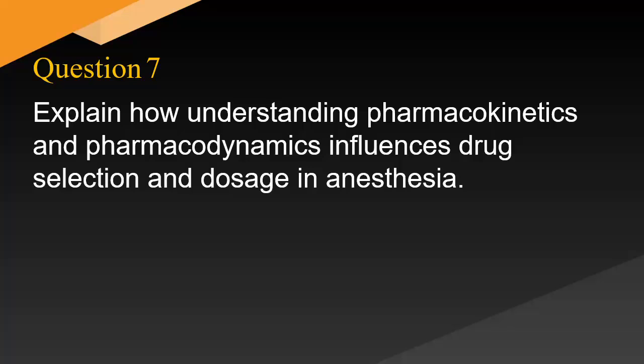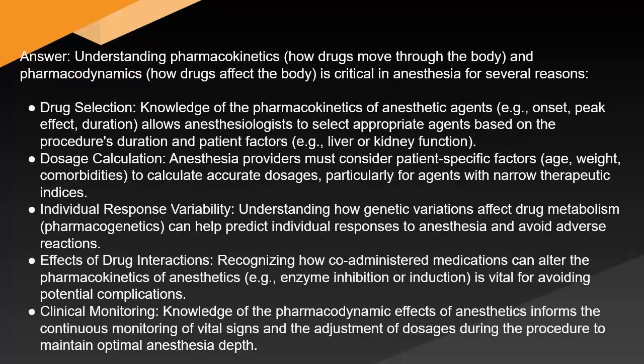Explain how understanding pharmacokinetics and pharmacodynamics influences drug selection and dosage in anesthesia. Answer. Understanding pharmacokinetics, how drugs move through the body, and pharmacodynamics, how drugs affect the body, is critical in anesthesia for several reasons. Drug selection. Knowledge of the pharmacokinetics of anesthetic agents, e.g. onset, peak effect, duration, allows anesthesiologists to select appropriate agents based on the procedure's duration and patient factors, e.g.